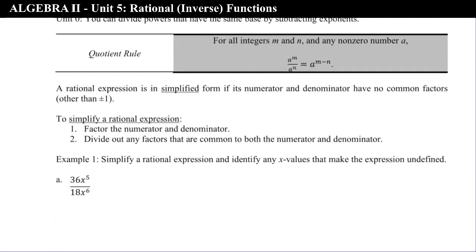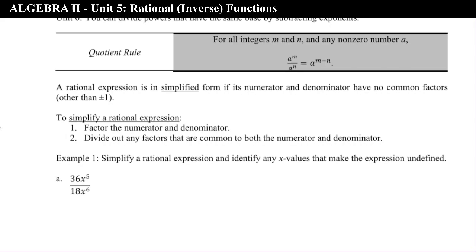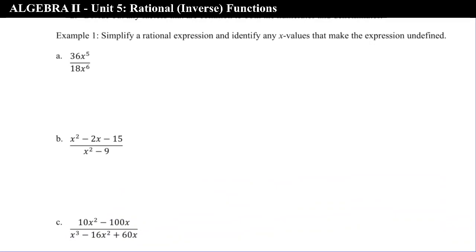A rational expression is in simplified form if its numerator and denominator have no common factors other than positive or negative 1, okay? So if you have some other factor on the top and the bottom that can be canceled, you need to cancel those out for it to be simplified. To simplify a rational expression, you can do it in these two easy steps. Factor the top and bottom, and then divide out the factors or cancel the factors that are the same out. So let's do a couple of examples of this.